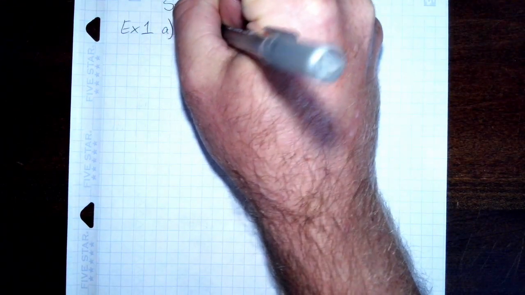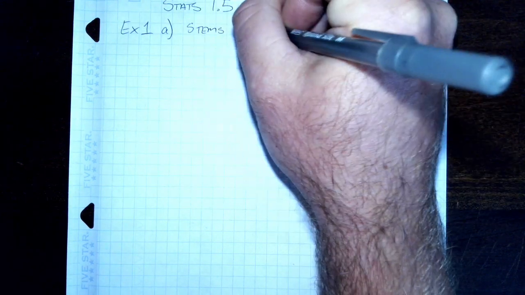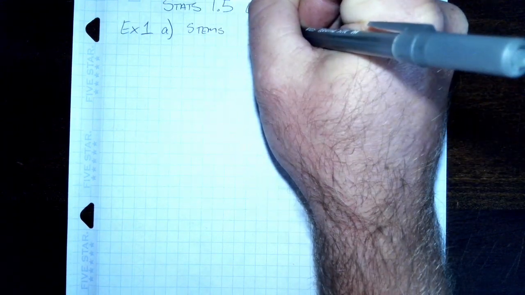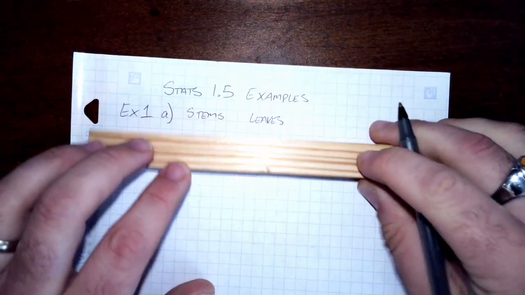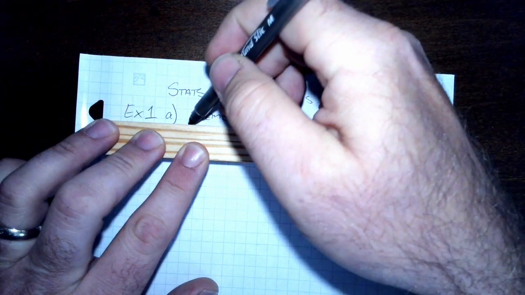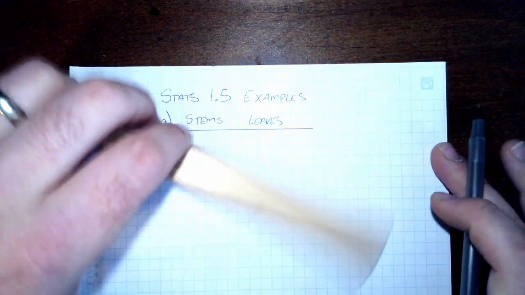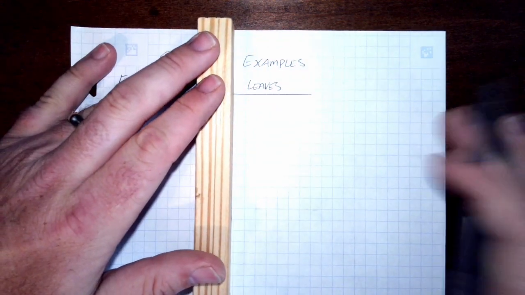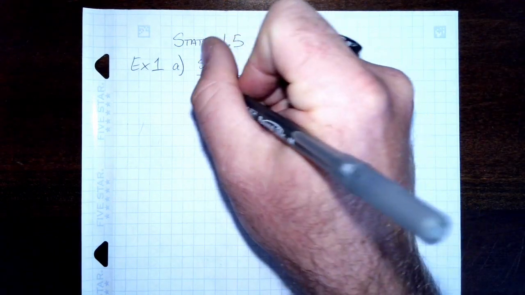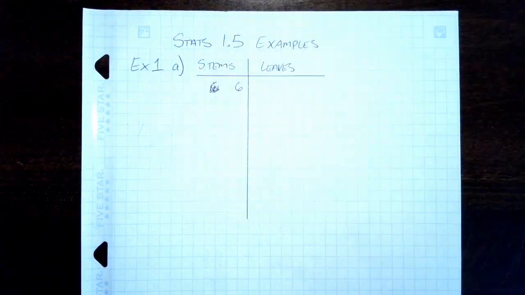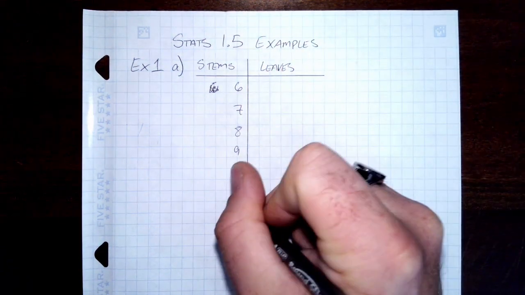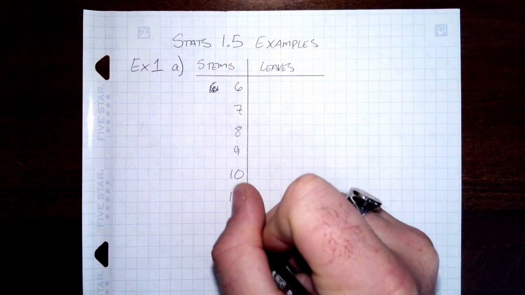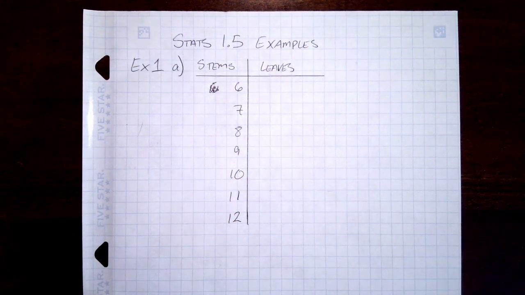So we're going to look at the stems and the leaves. Also, putting the whole list in order from least to greatest means that our leaves will also be in order from least to greatest. So we started in the 60s. Let's make that all the way out here. 70s, 80s, 90s, hundreds. We do need 110s, and we end at 120.